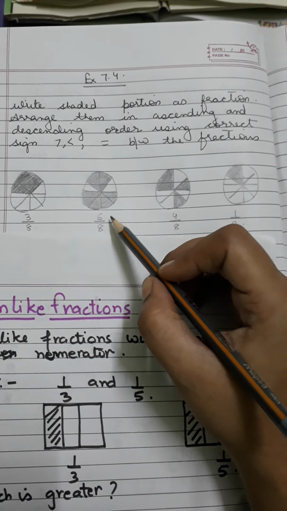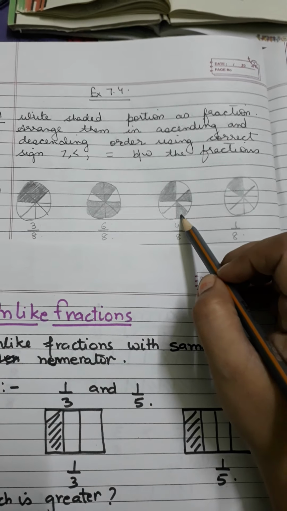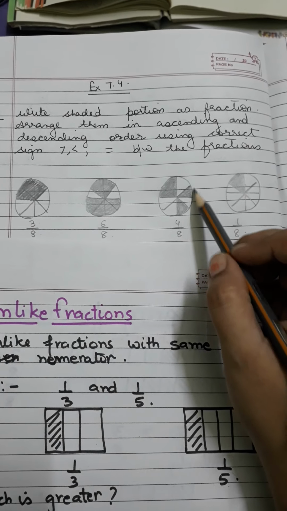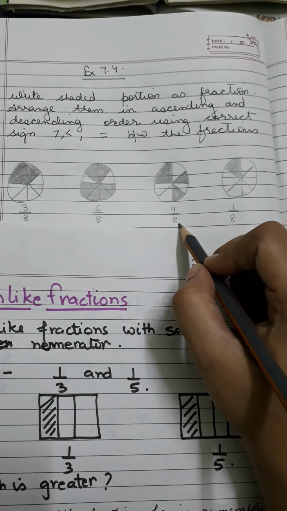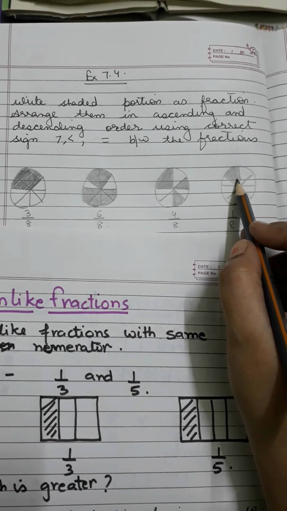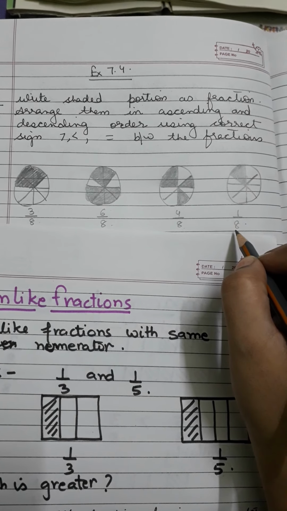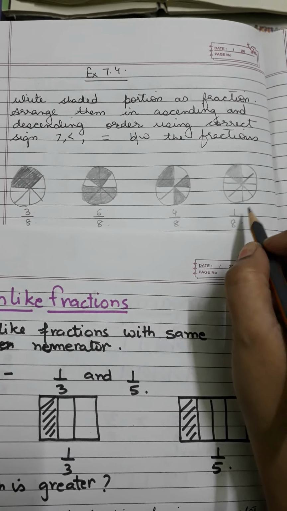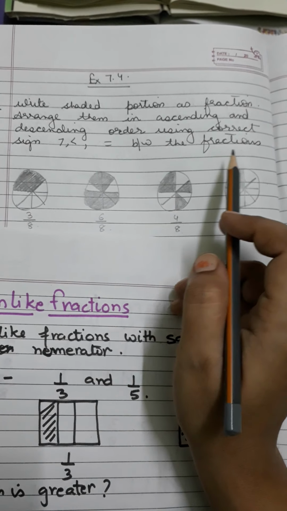So what will the fraction be? 6 by 8. Now in this part, 4 parts out of 8 have been shaded. So what will be the fraction? 4 by 8. And in the last one, 1 part out of 8 has been shaded. So how will we write its fraction? 1 by 8. Now we have to arrange these fractions.